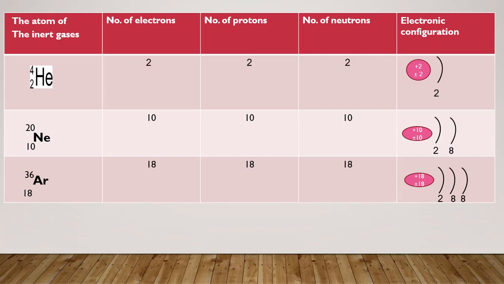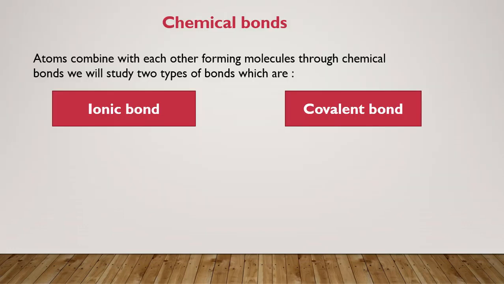We have argon 18, which contains 18 electrons. By doing the electronic configuration 2, 8, 8, we have K contains 2 electrons, L contains 8 electrons, and M contains 8 electrons, and it's completely filled. So the inert gases are the gases in which the outermost energy level is completely filled with electrons.